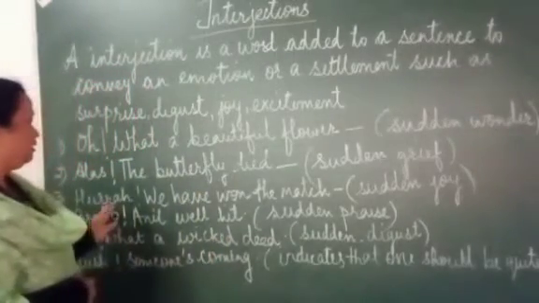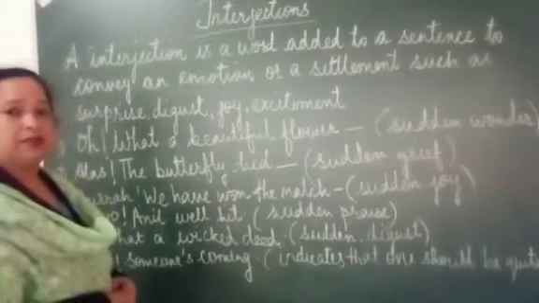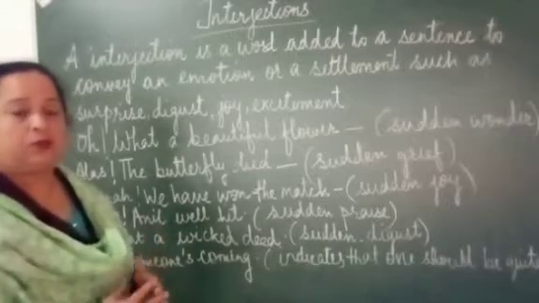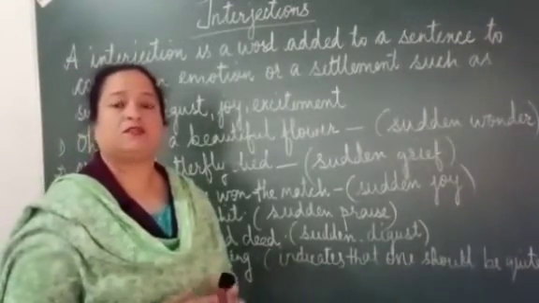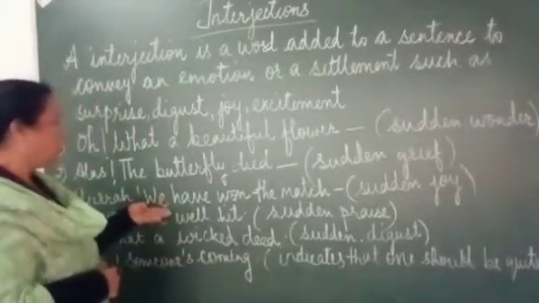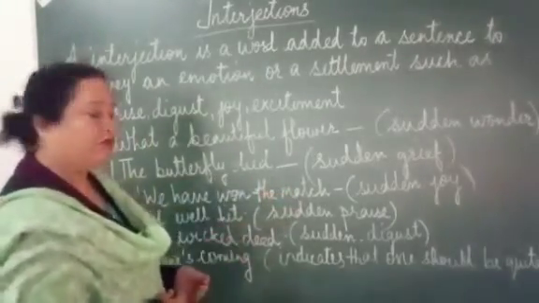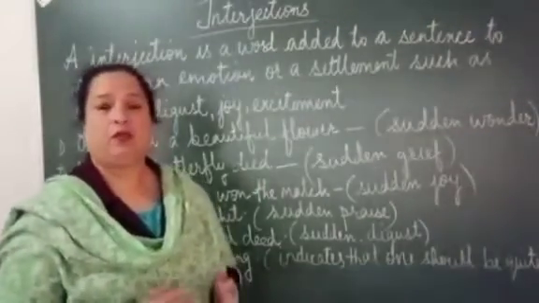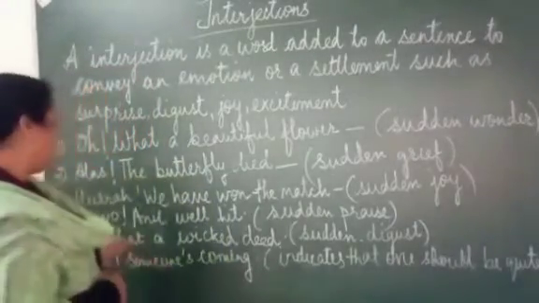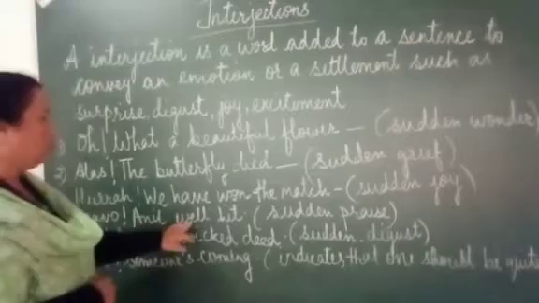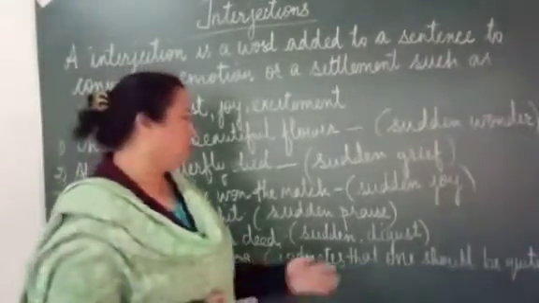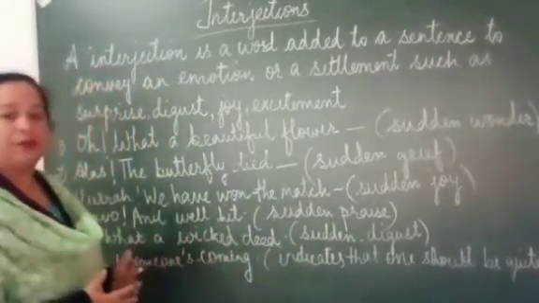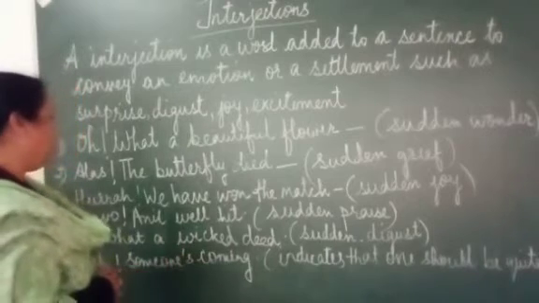Next, hooray, we have won the match. So once again children, if you notice, the word hooray is followed by an exclamation mark, and the word written after an exclamation mark always begins with a capital letter. So we have won the match. Now over here, what does hooray tell us about? Hooray explains the sudden joy of winning a match. Likewise, bravo, Anil, well hit. That means over here we are putting forward a sudden praise for somebody who has won the match.